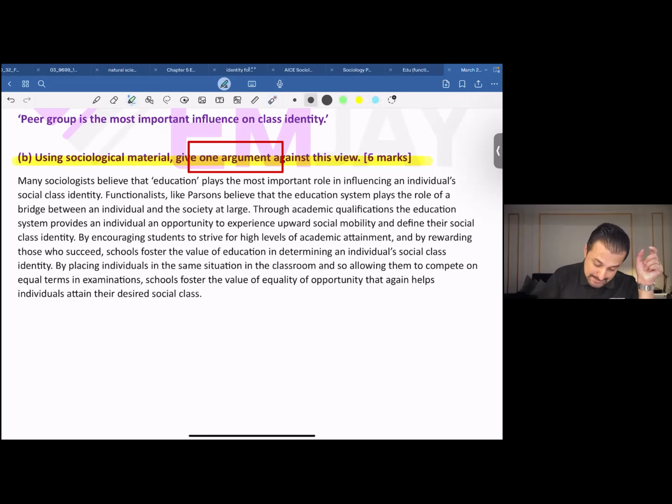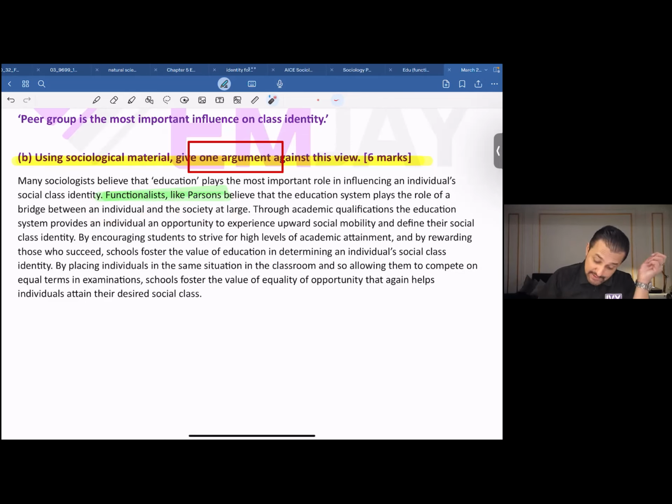Functionalists like Parsons believe that the education system plays the role of a bridge between an individual and the society at large. So, according to Parsons, education plays the role of a bridge between an individual and the society. The education system trains you to fit into the society well, right? The education system would train you to be able to fit into the society well.